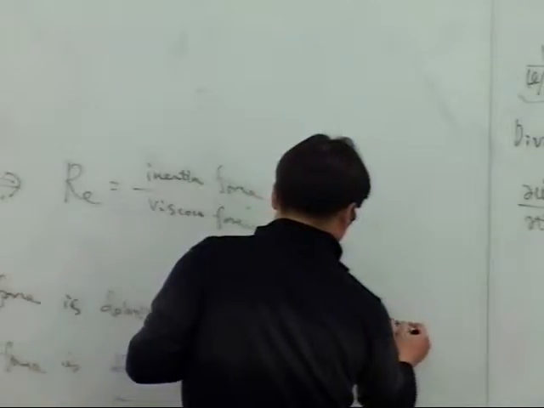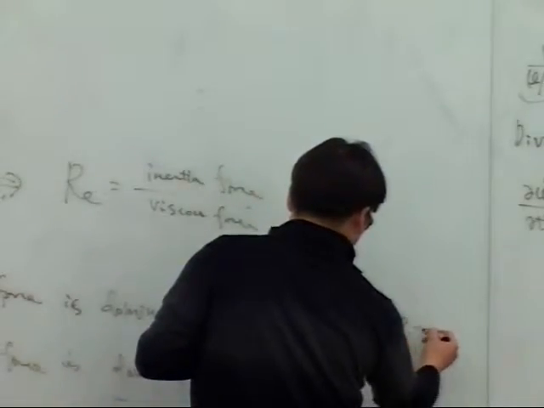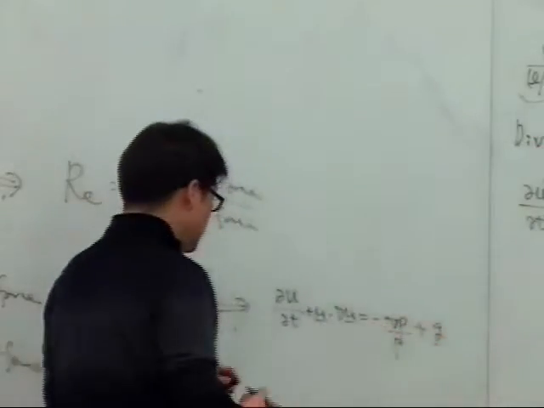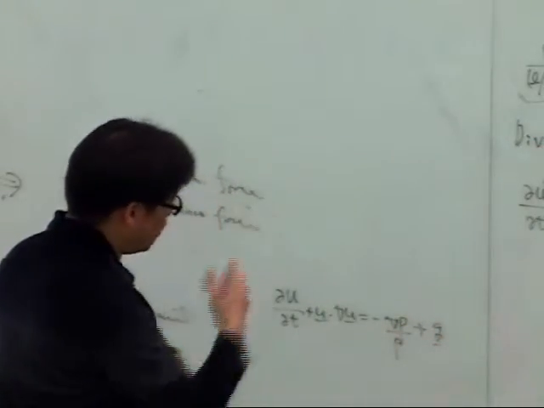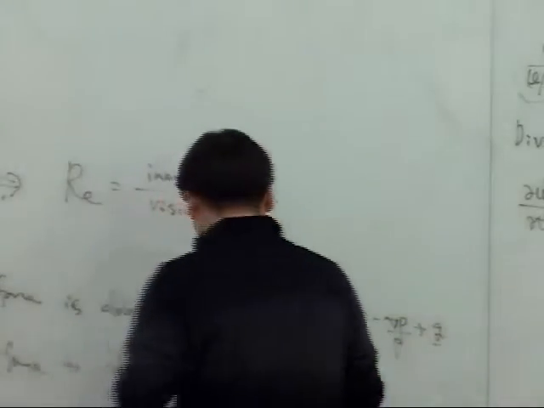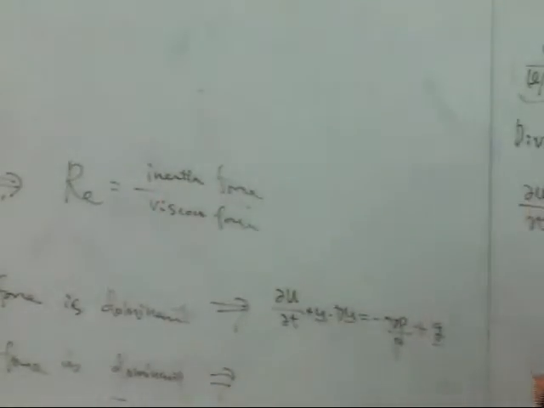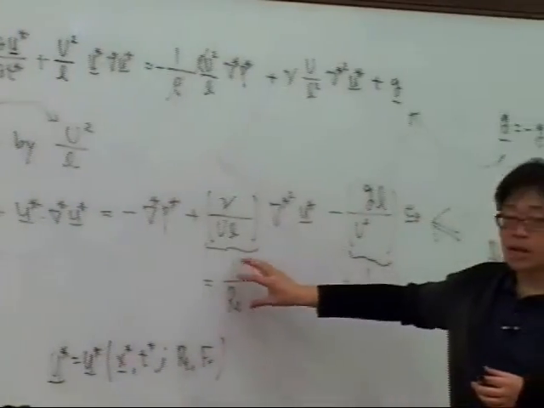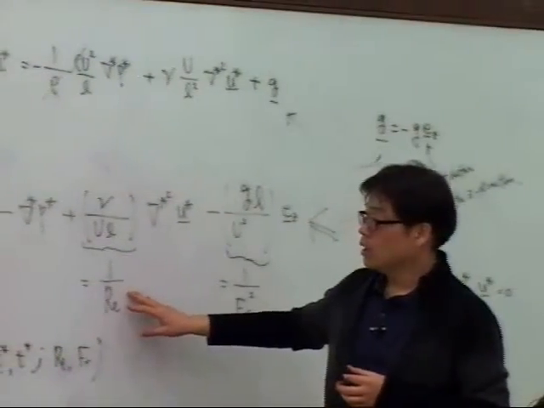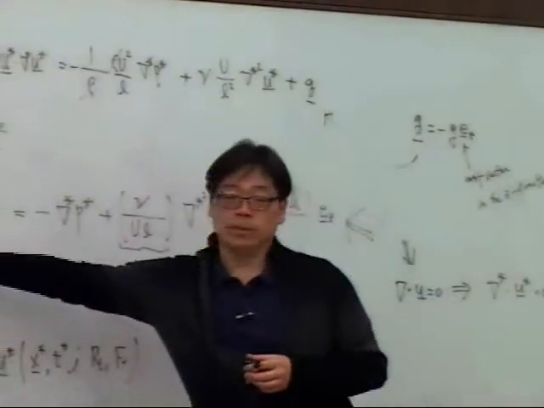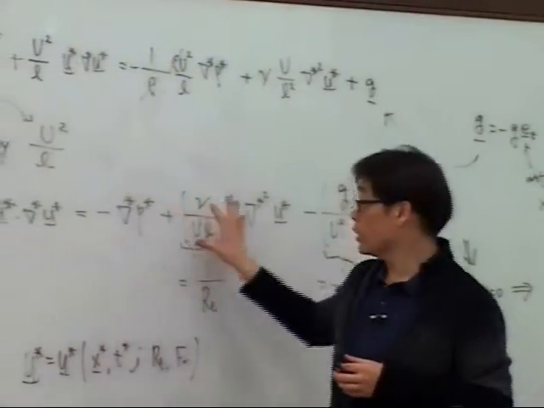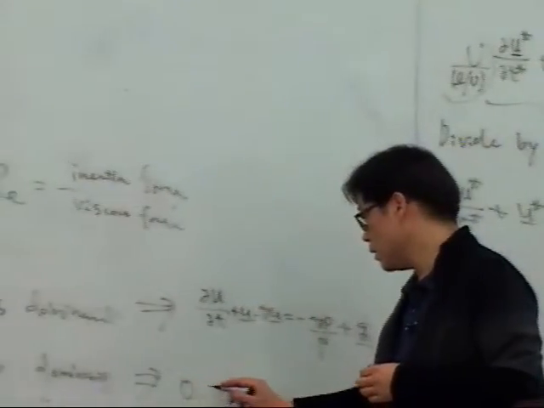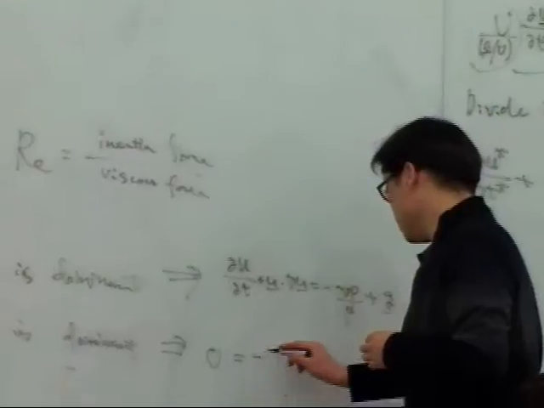So I just wrote the dimensional equation here, after I drop this term. On the other hand, if this guy is very large, then this term is really negligible compared with this guy, and therefore I can write the left-hand side equal to 0.